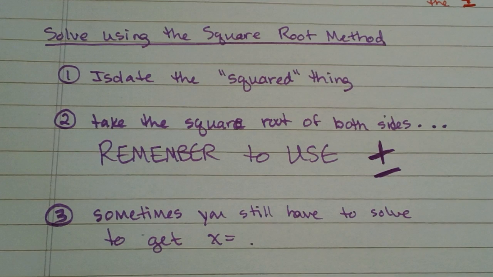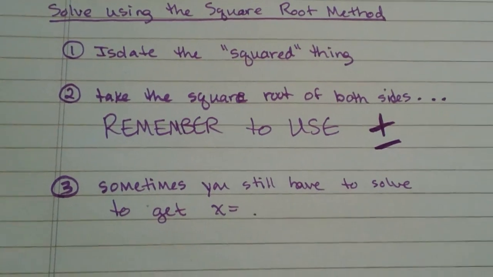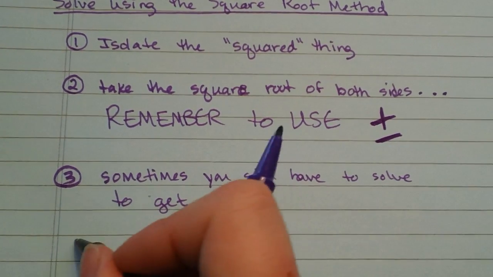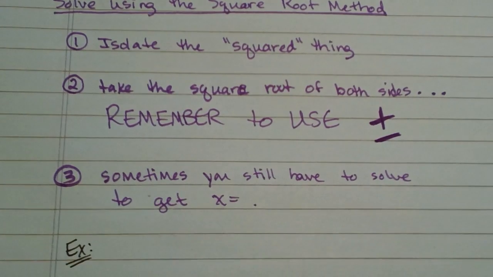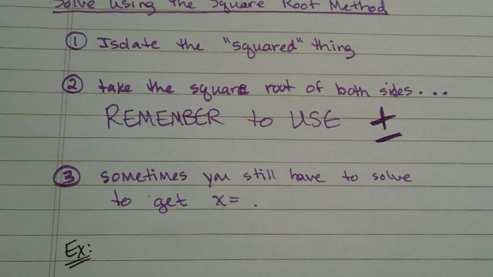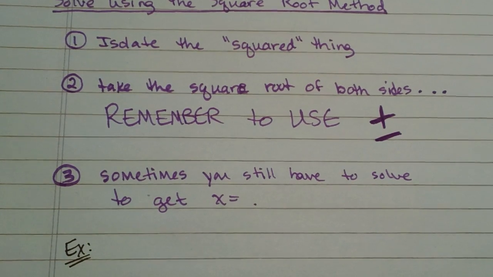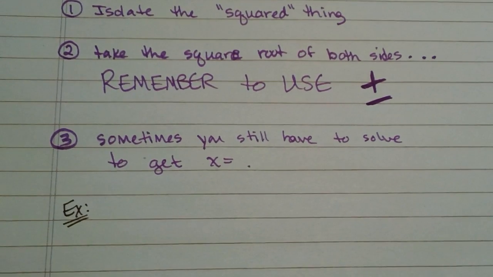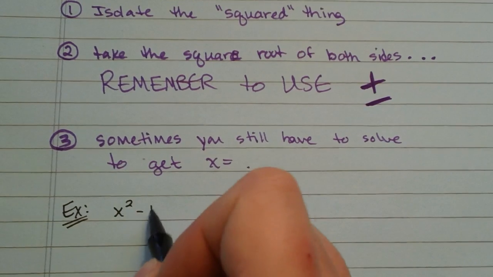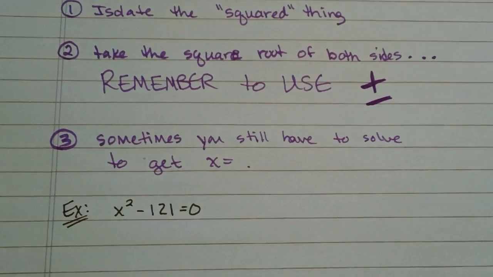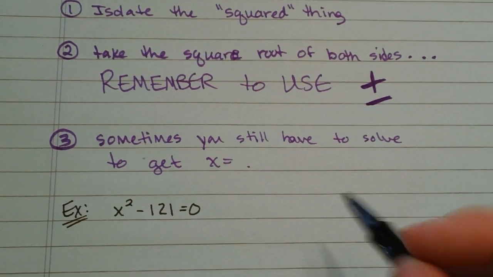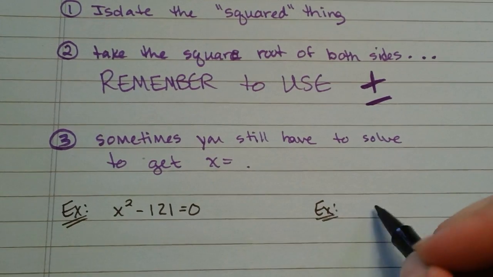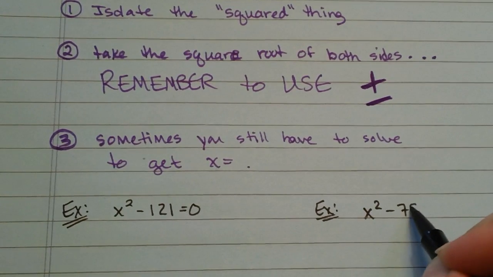Let's look at a couple of pretty straightforward examples, and then we'll get into some that are a little bit more complicated. Okay, keep those three steps in mind. Isolate the squared thing, take the square root of both sides, remember to use the plus minus, and then that third step, sometimes we still have to do some solving. So here's one example that's real similar to the first one we did, and then one that will have a little bit more work involved.